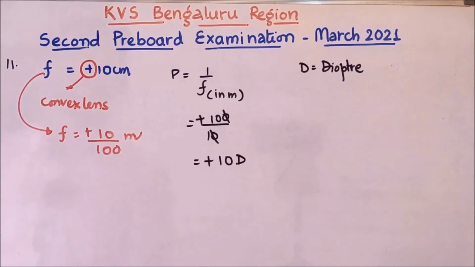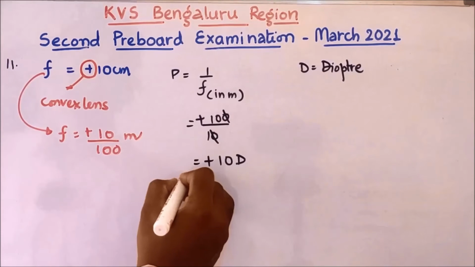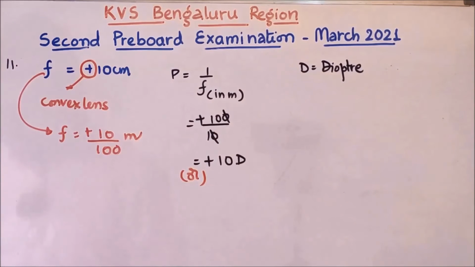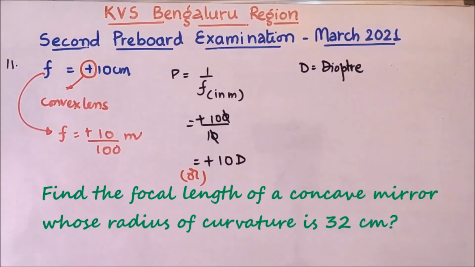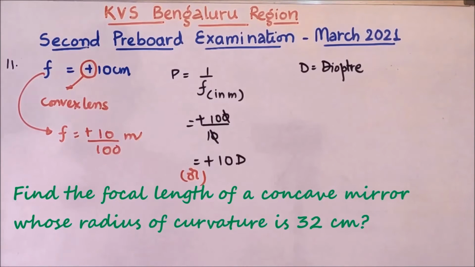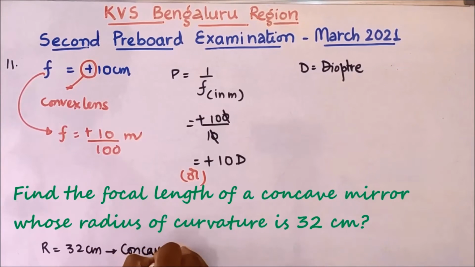And there is an OR question here. Find the focal length of a concave mirror whose radius of curvature is 32 centimeters. Radius of curvature 32 centimeters. What type of mirror is that? Concave mirror, according to the question.